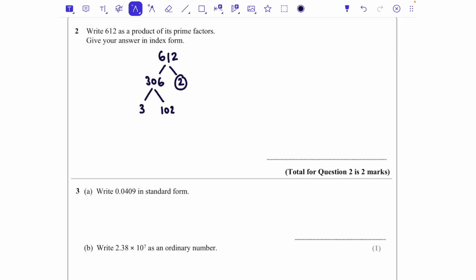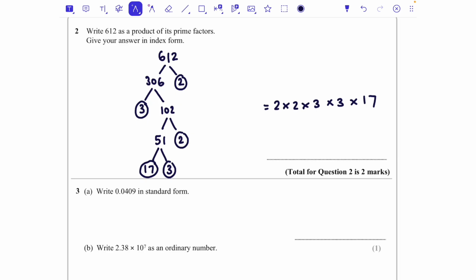You can use your bus stop method if you're not sure. 102, that's half it. Let's go 51 times 2, and then 51 is 17 times 3. Again, if you can spot that it's in the 3 times table, use the bus stop method to divide by 3 and work out what's left. All of those numbers that are circled are prime numbers. So now we're going to write our answer as 2 times 2 times 3 times 3 times 17. Those are all our prime numbers there being circled. All our prime numbers that are circled being multiplied together, and that would make 612.